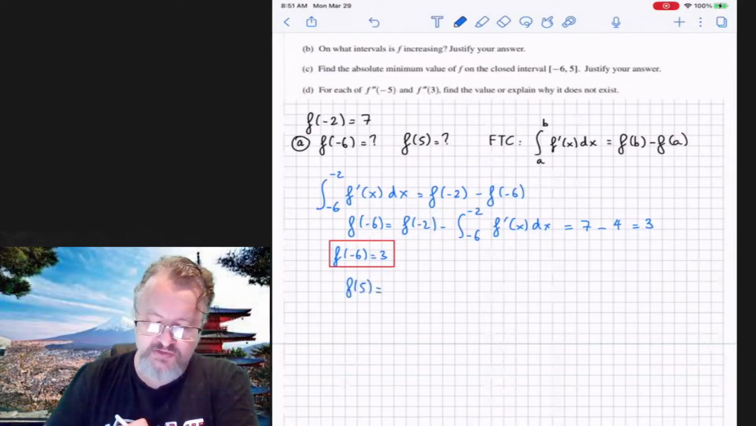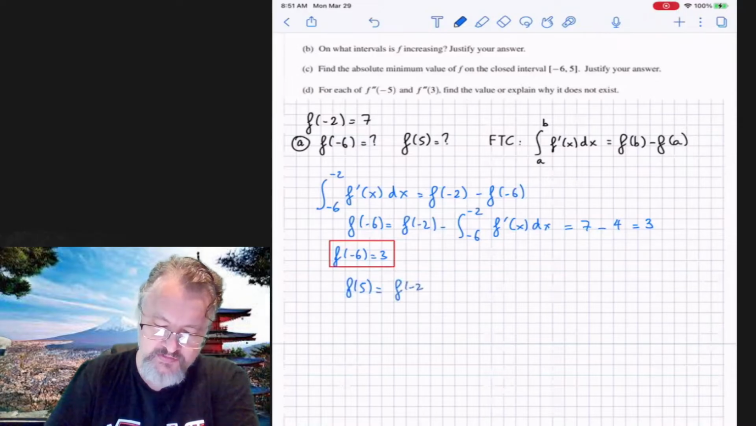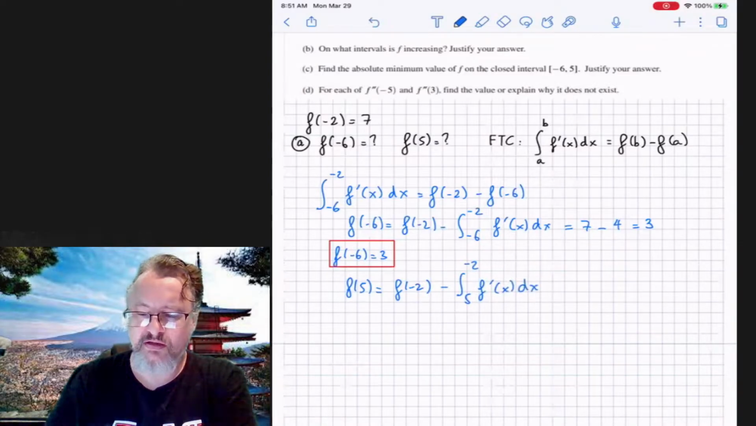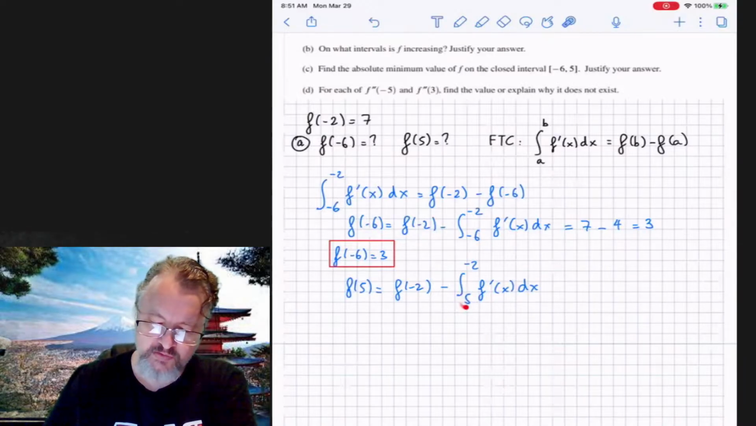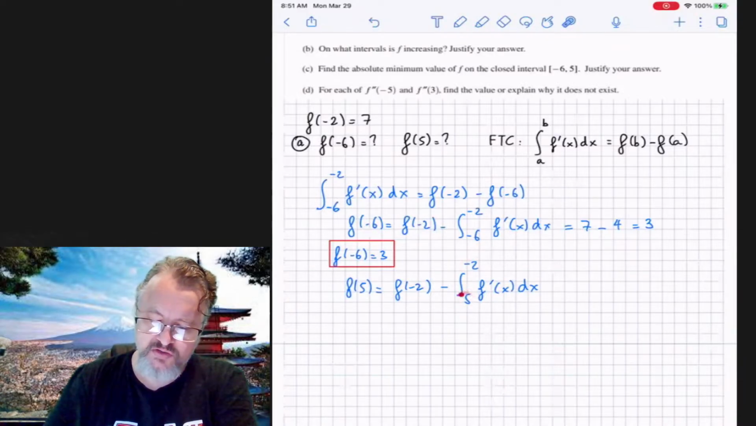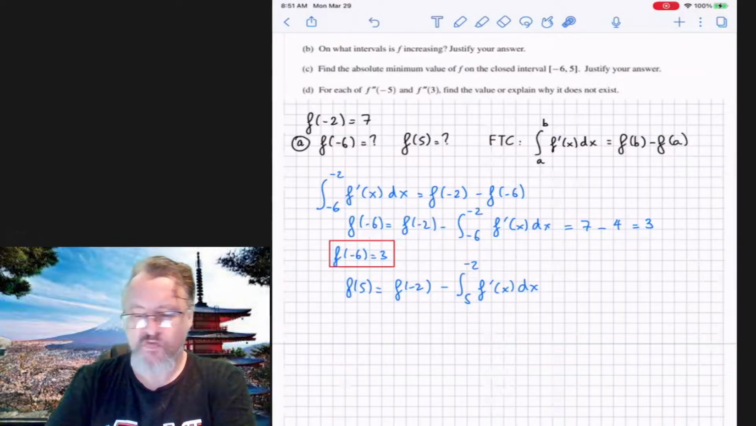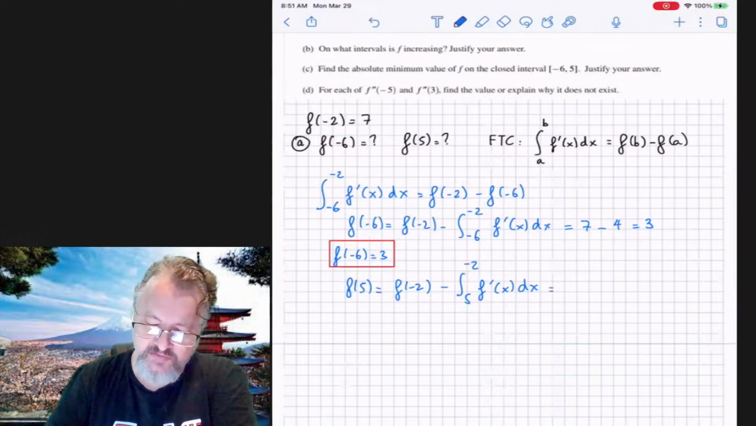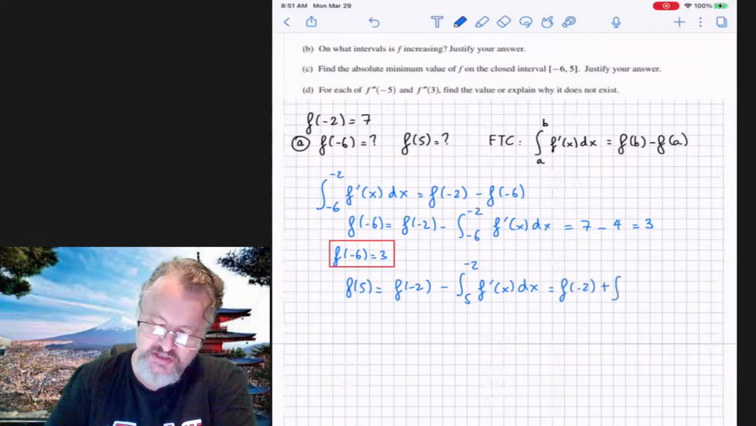All right, so we're going to do the same thing for F of 5. So it's going to be F at -2 minus the integral between 5 and -2 of f prime of x dx. Now, you might complain right here and say, wait a second, we have a 5, we have a -2. Don't we have the smaller number right here? Yeah, we can think of it that way, but it really doesn't matter that much because we can change it into this here.